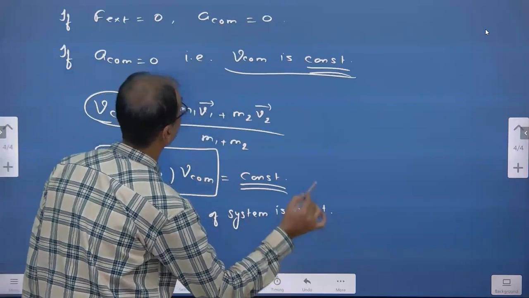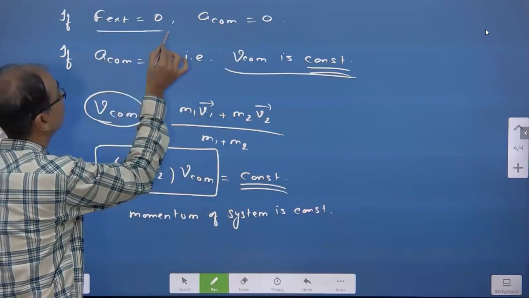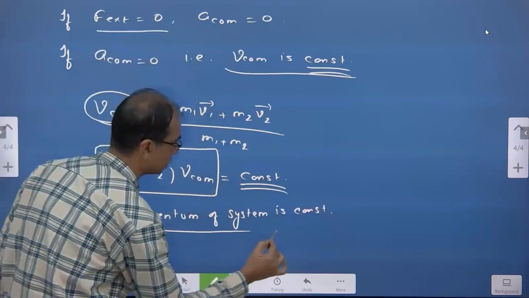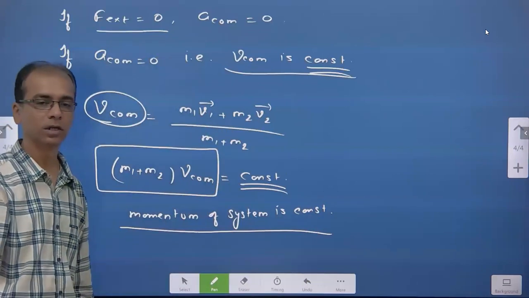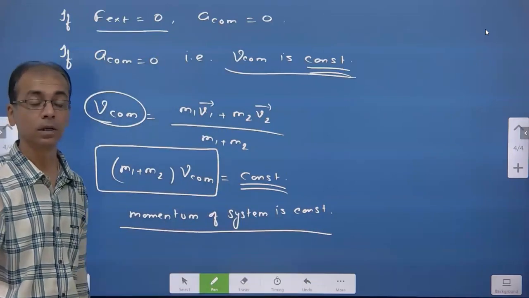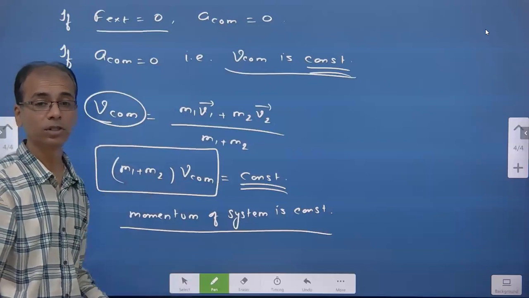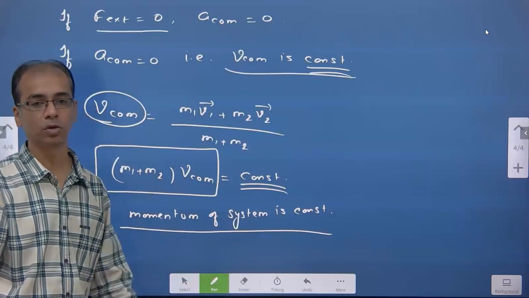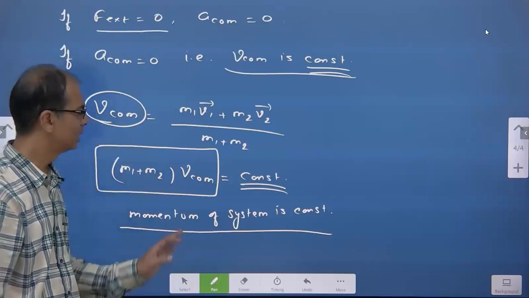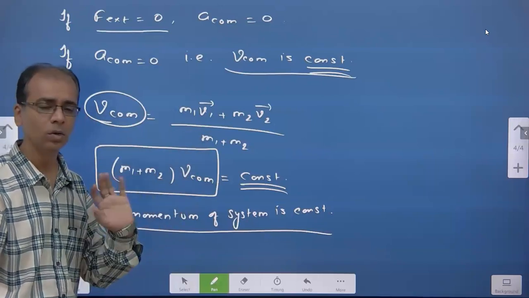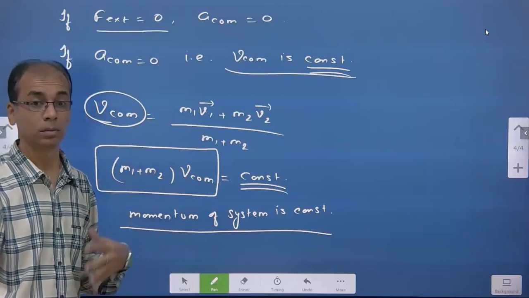When external force is 0, momentum of the system is constant. Acceleration of center of mass is 0, perfect, we did it. Now I'm saying if external force is 0, momentum of the system is also constant. It will not change. Internally, are velocities constant? No. They may change. Why?